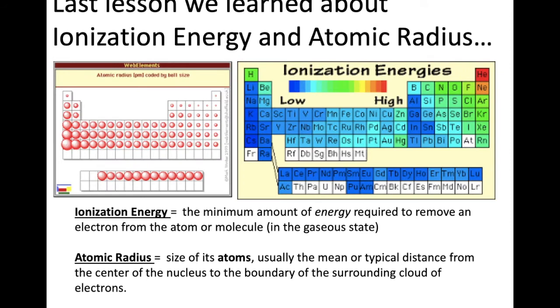During our last lesson, the main two things we learned about were ionization energy and atomic radius. To refresh our brains on what those are, ionization energy tells us the minimum amount of energy required when you're wanting to remove an electron from an atom or molecule. This really helps us when we're forming ionic bonds between atoms. The atomic radius tells us the size of the atom. This usually means it's the typical distance from the center of the nucleus to the outermost boundary where the last valence electron is in the outermost energy level.